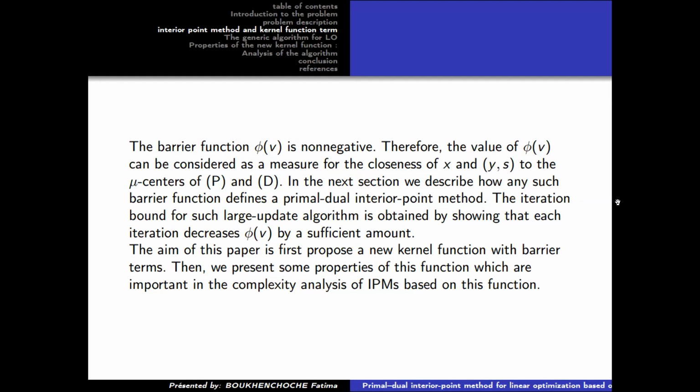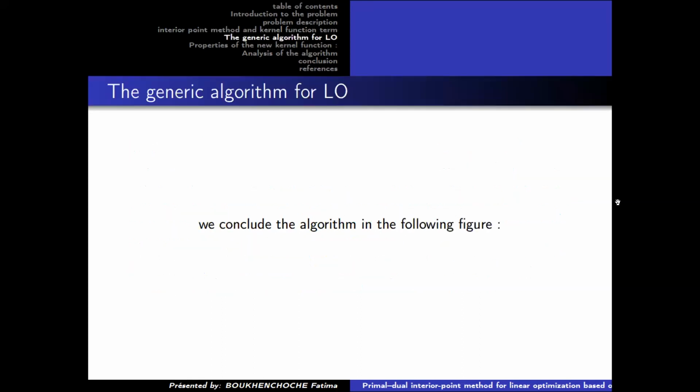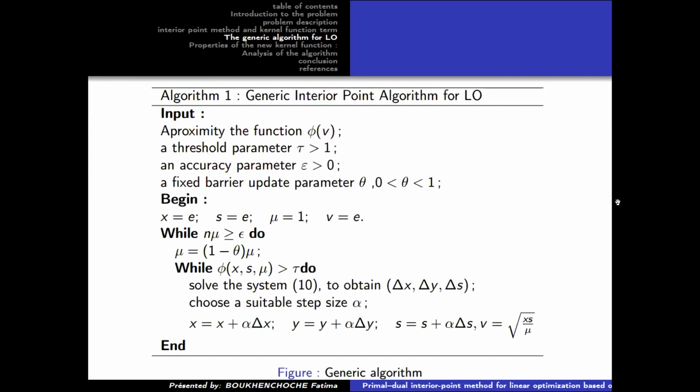amount. Then the aim of this paper is first to propose a new kernel function with barrier term. Then we present some properties of this function which are important in the complexity analysis of interior point methods based on this function. We have the generic algorithm for LO, linear optimization. We conclude the algorithm in the following figure. This is the figure of the algorithm.